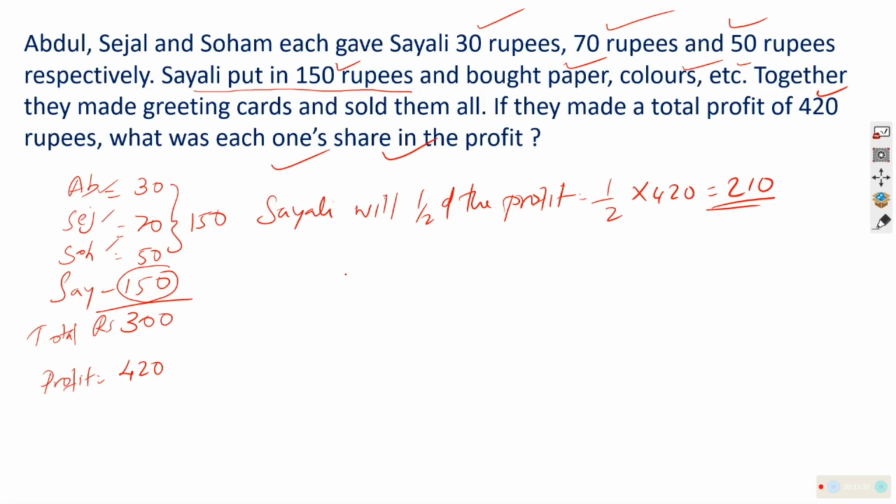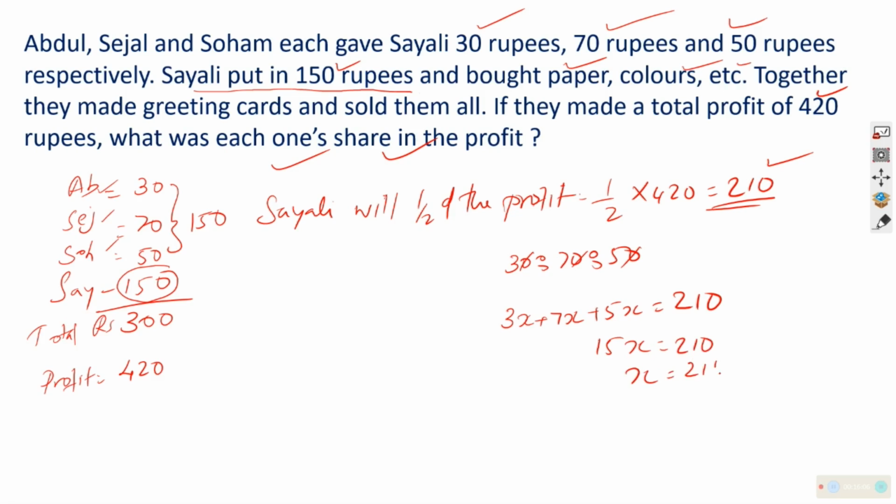How is it divided? It is divided into 30 is to 70 is to 50. That means, cancelling 0, 3 is to 7 is to 5. That means 3x plus 7x plus 5x is equal to 210, which is the balance. Understood? So it is 7 plus 3, 10 plus 5, 15x is equal to 210. x is equal to 210 upon 15. It can be divided by 5 easily.